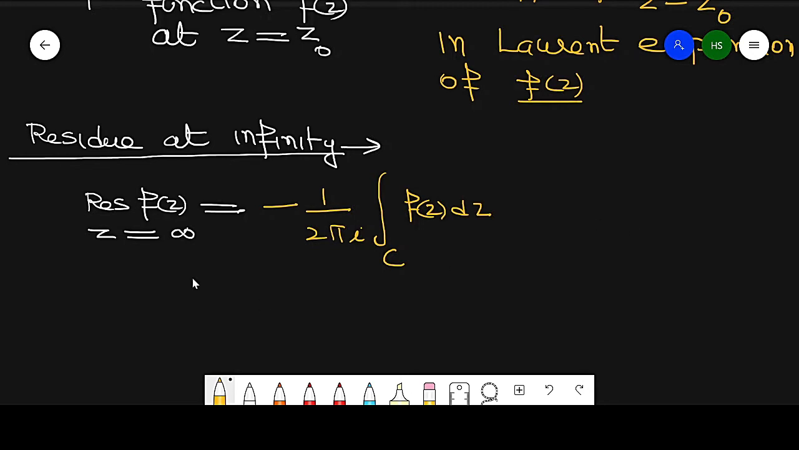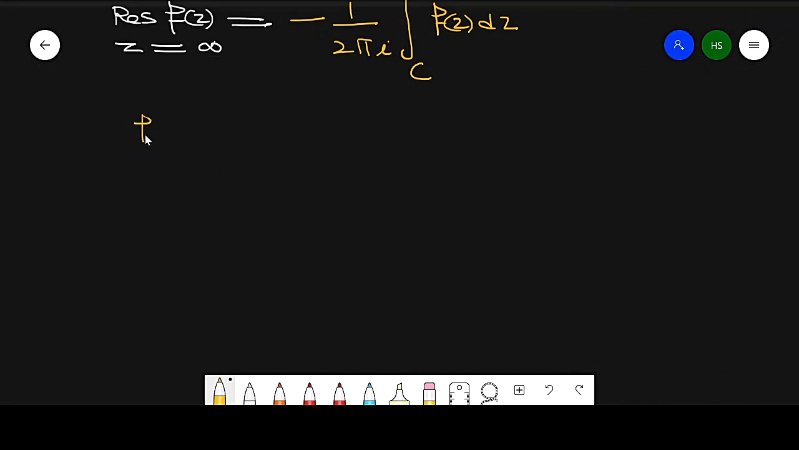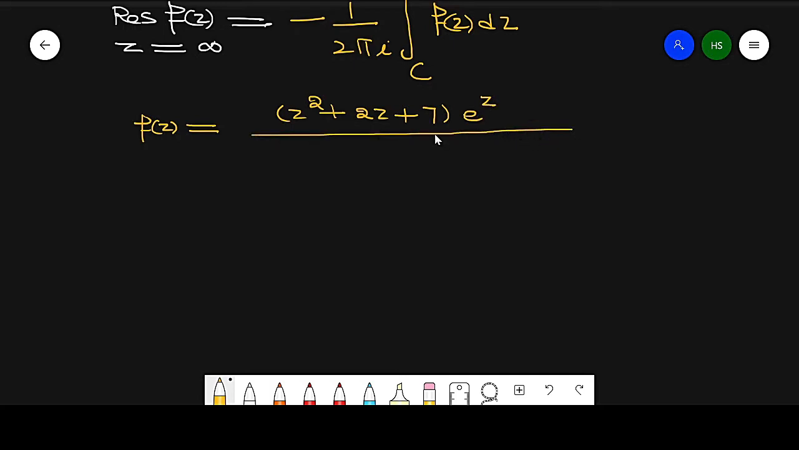Now for example, if I take a function f(z), which is equal to (z raised to power 2 plus 2z plus 7) into e raised to power z over (z minus 5) raised to power 2, (z minus 2) raised to power 7, (z minus 9) raised to power 3. So this is my function.